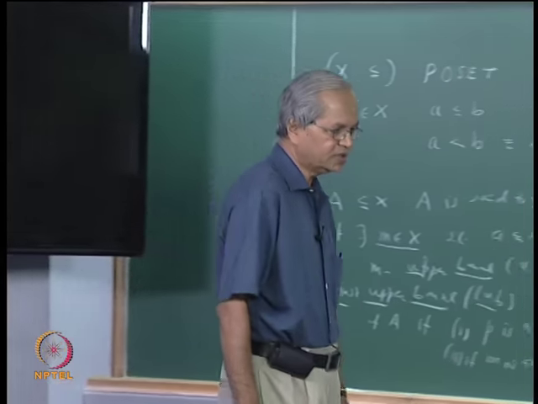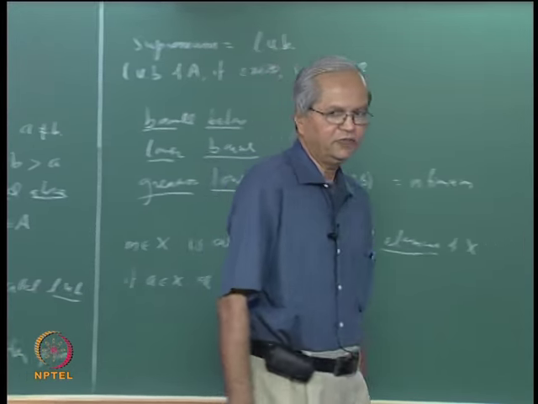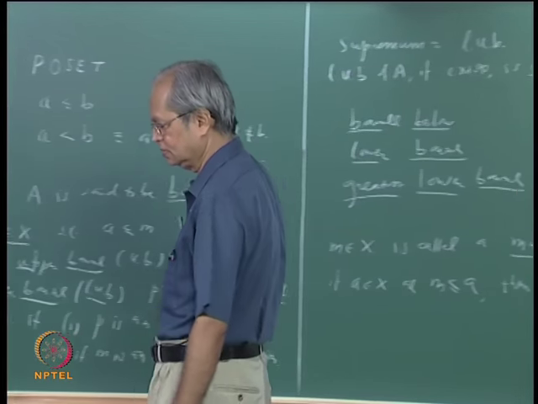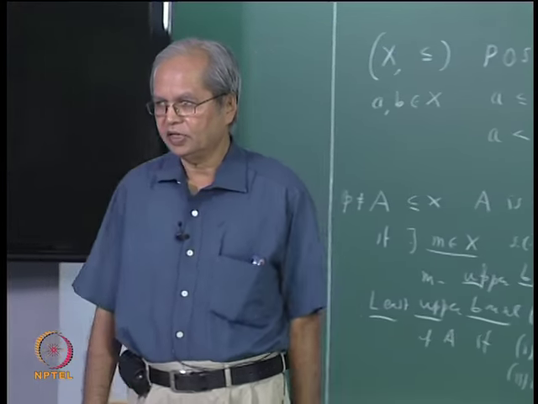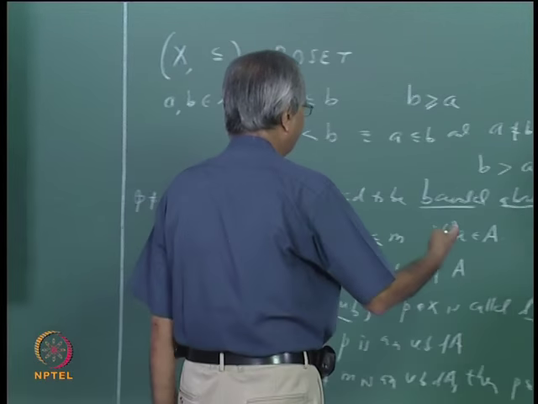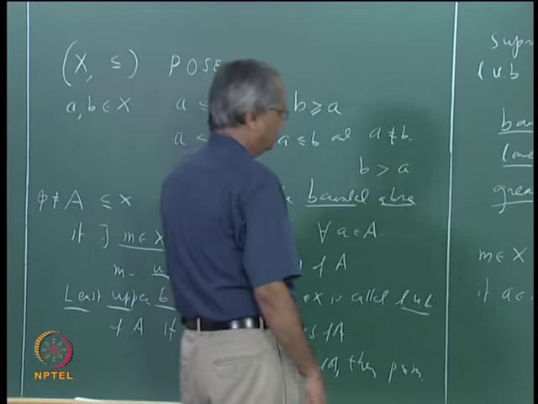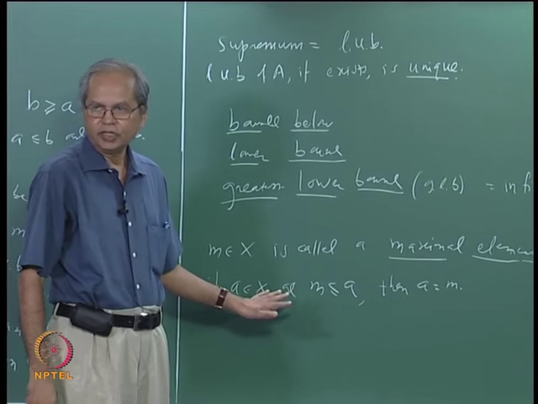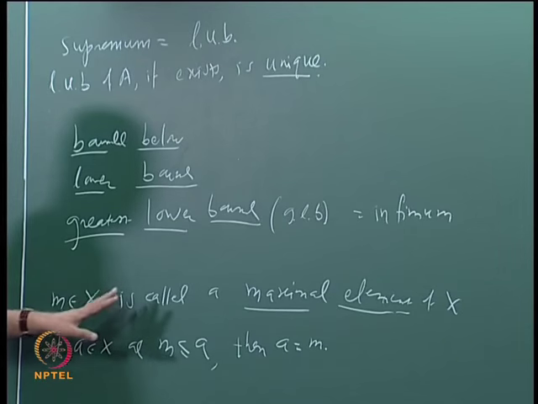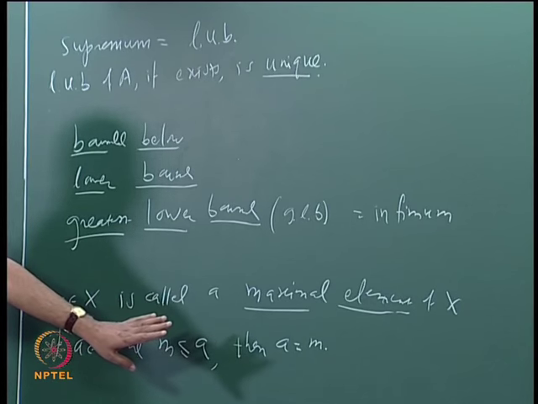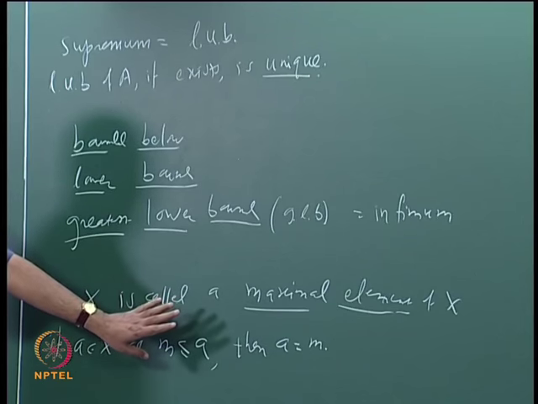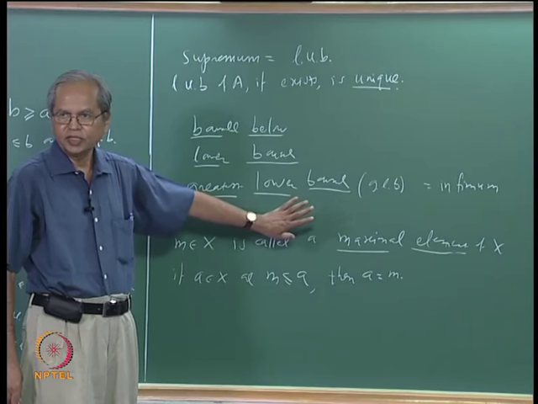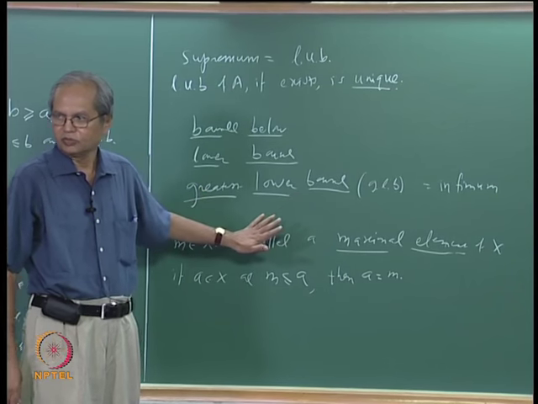Now, try to understand that there is a difference between a maximal element and an upper bound. Okay. In upper bound, for example, suppose M is an upper bound of X, what will that mean? It will mean that A is less than or equal to M for every A. Okay. Now, this is not what we are saying. For a maximal element, we are not saying that A is less than or equal to M for every A. All that we are saying is that if M is less than or equal to A, okay, then A must coincide with M. That is, there is nothing strictly bigger than M in X. That's all. Okay, that is called maximal element.